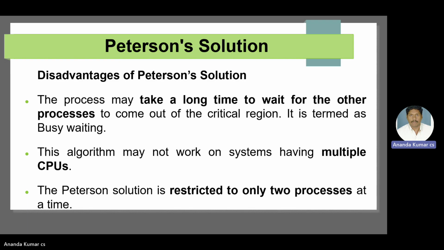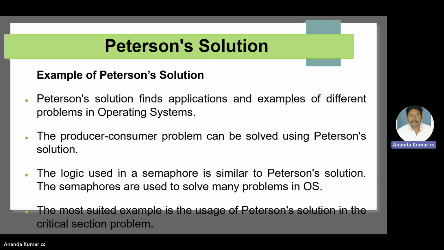What are the disadvantages? A process may take a long time to wait for other processes to come out of the critical region. The waiting time is high, which is called busy waiting. It also does not work with multiple CPUs. Another disadvantage is that the Peterson solution is restricted to only two processes, meaning only two processes are executed at a time. An example of the Peterson solution is the producer consumer problem, in which a semaphore is used for solving the problem. So this is the Peterson solution.